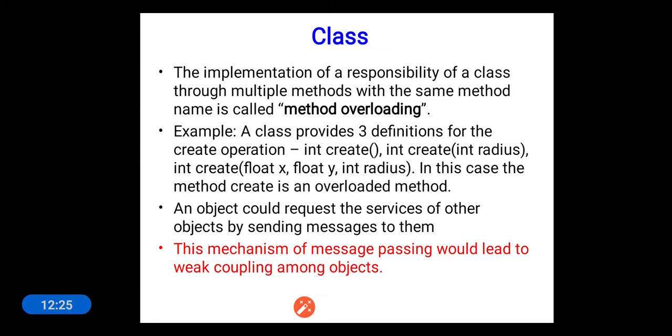In the first way, we are not giving any parameters, it is taking some default parameter, and in the second one it is taking one parameter, that's nothing but the radius, and in the third one it is taking three parameters. So that's what method overloading is. This mechanism of message passing would lead to weak coupling among objects.